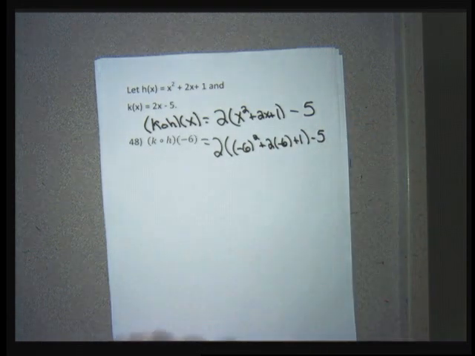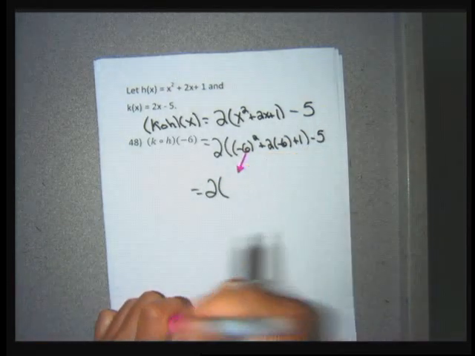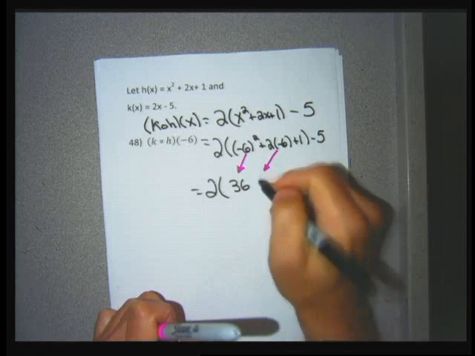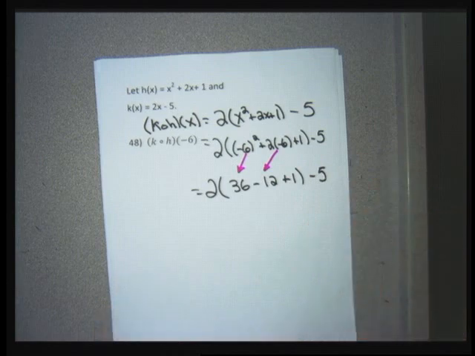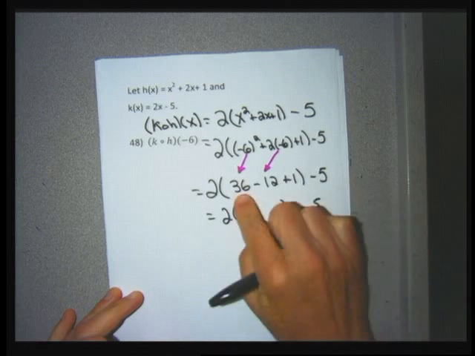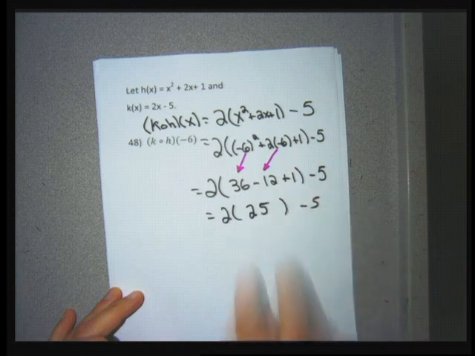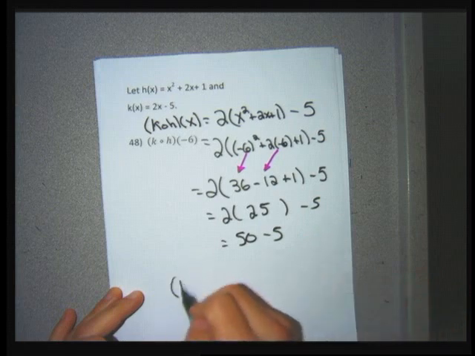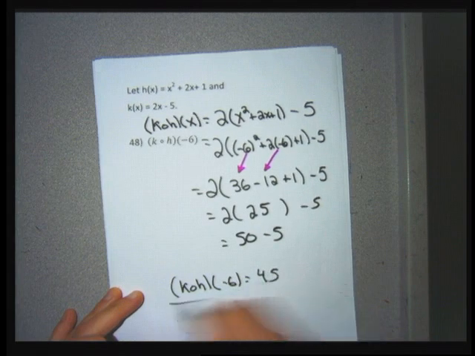I change the x's to negative 6, and now I'm going to work on simplifying. Negative 6 squared is negative 6 times negative 6, which is 36. 2 times negative 6 gives me the luxury of writing a minus 12 there. I bring down the plus 1, and I still have the minus 5. Inside the parentheses, I can get that down to one number. 36 minus 12 is 24, plus 1 is 25. Now I do the multiplication. 2 times 25 is 50. 50 minus 5 is 45. So for my answer, I'm going to write k composed with h of negative 6 equals 45.